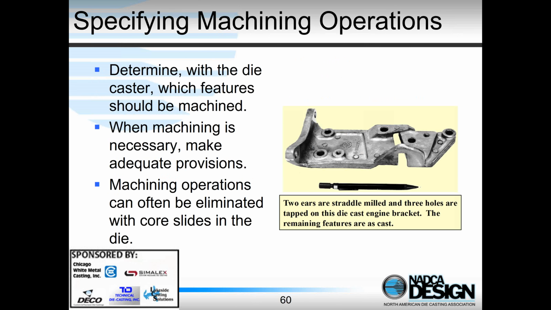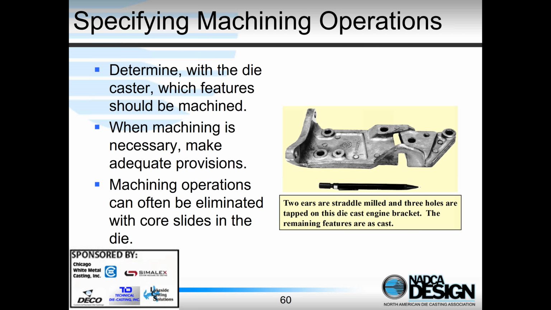Let's talk a little bit about machining. It's relatively simple to machine die castings. However, obviously the whole point of die casting is that it's a net shape or near net shape process, and so we want to design the casting with the minimum amount of machining stock. The ultimate goal is don't machine at all. Machining tends to be expensive, so if we can avoid it, let's avoid it.